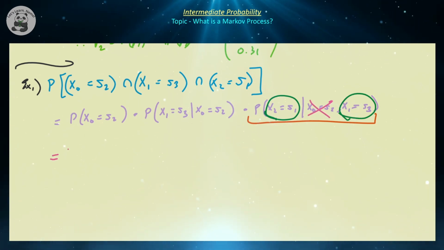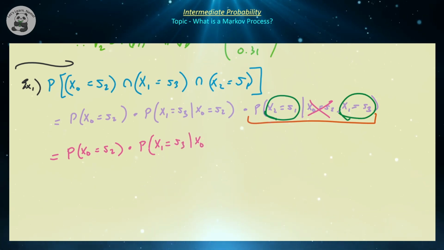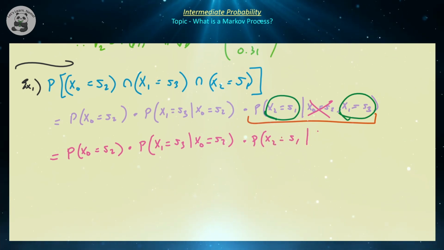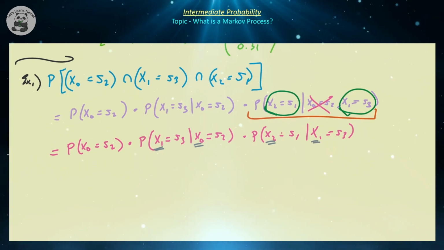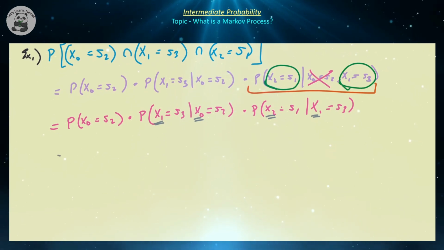So we can rewrite this as the probability that x0 is equal to s2, times the probability that x1 is equal to s3 given that x0 is equal to s2, times the probability that x2 is equal to s1 given that x1 is equal to s3. So if you're correctly working with Markovian chains, you should only see adjacent indices for these conditional probabilities. All right, so what is the probability that x0 is equal to 2? Well, that's guaranteed to be equal to 1. And what's the probability that x1 is equal to s3 provided that x0 is equal to 2?